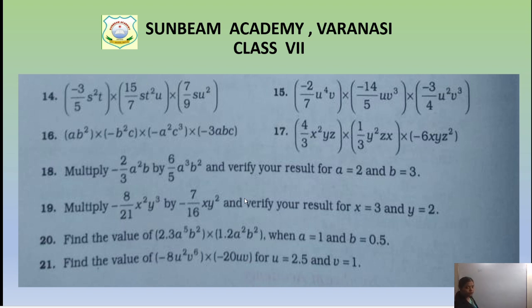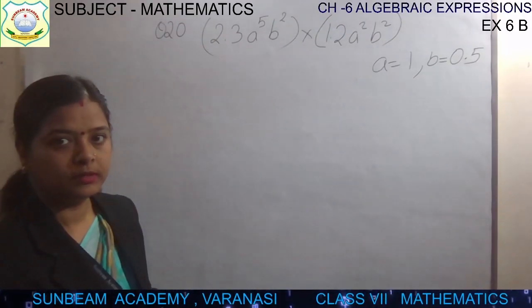Find the value of 2.3 a to the power 5 and b to the power 2, okay, into one more monomial is there, 1.2 a square b square. We have to find the product first, and then when a is equal to 1 and b is equal to 0.5, we have to find the value of this particular expression. Clear? Now see this question.